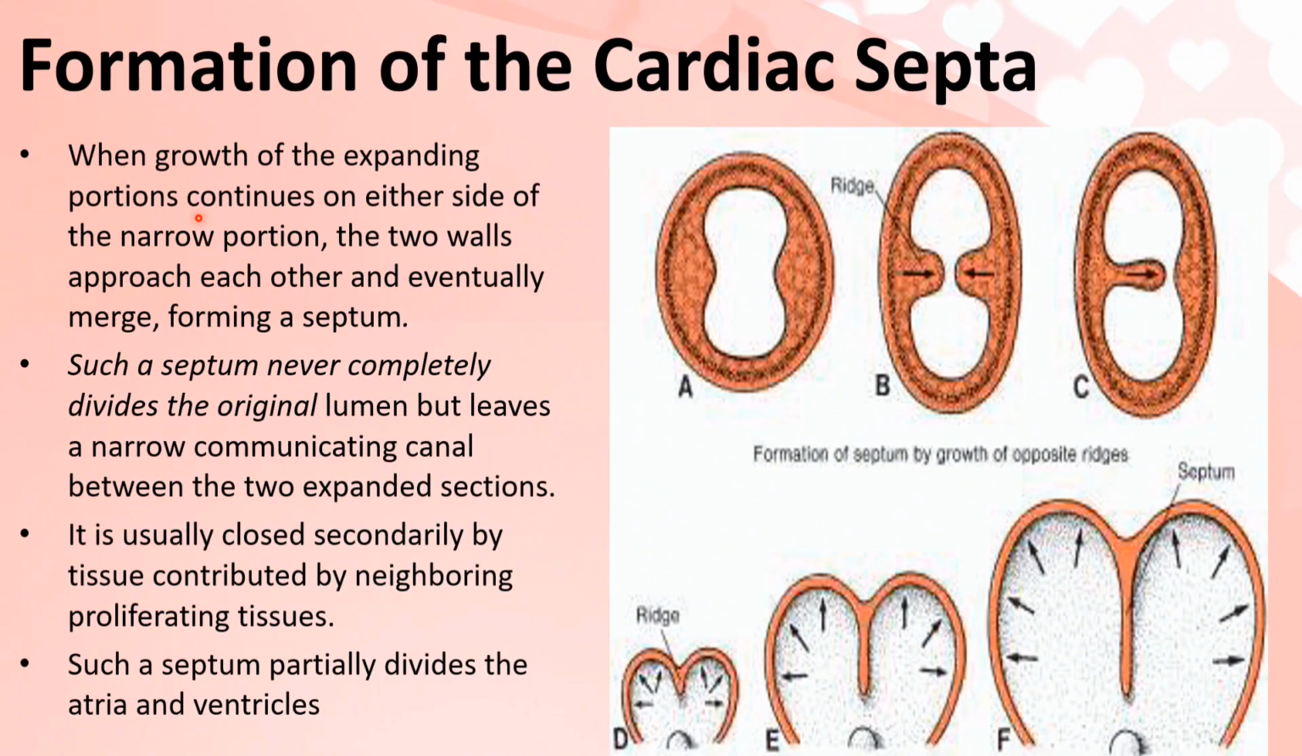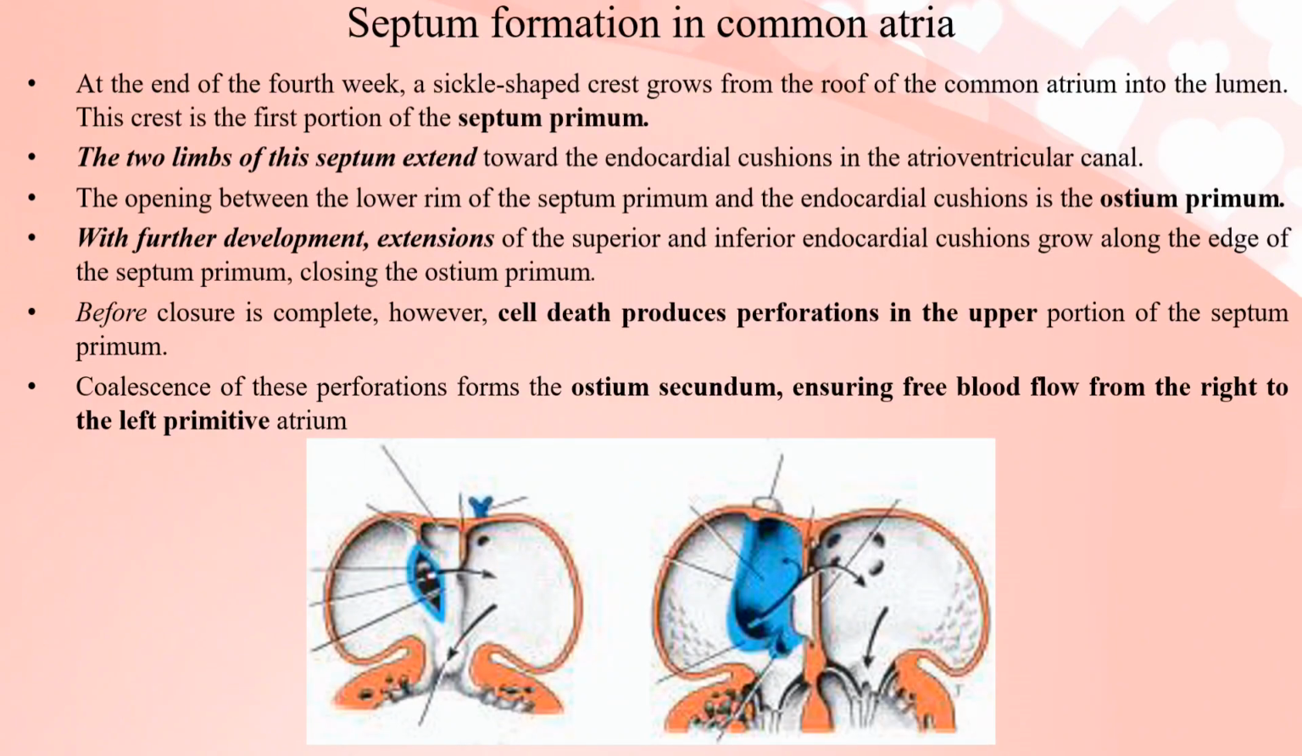When growth of the expanding portions continues on either side of the narrow portion, the two walls approach each other and eventually form the septum. Such a septum never completely divides the lumen, but leaves a narrow communication between the expanded cavities, and such a septum partially divides the atria and ventricles.